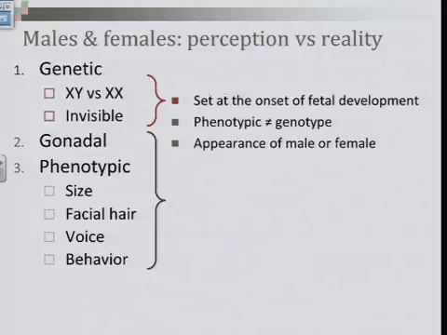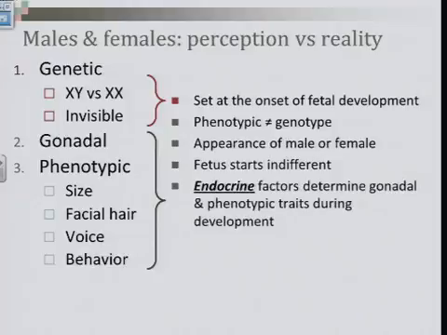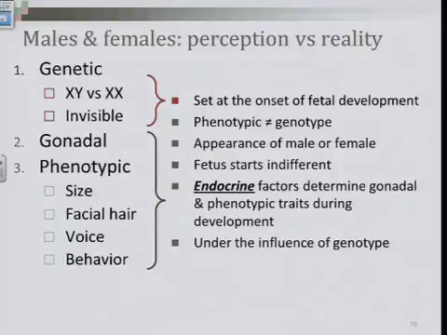Typically, we associate a very tight link, but there's a lot of ways that can be interfered with. And this phenotype gives us our appearance of male or female, and what we perceive as male and female, and the different ways we treat men and women. All that's based on endocrine factors. The fetus then starts off indifferent. So early in gestation, you can't look at a human fetus and tell whether it's male or female. Endocrine factors then determine the gonadal and phenotypic traits pretty early in development. Of course, this is under the influence of genotype, but again, it can be interfered with.